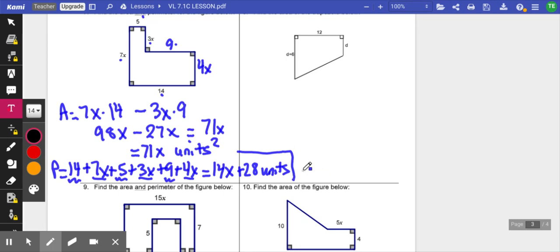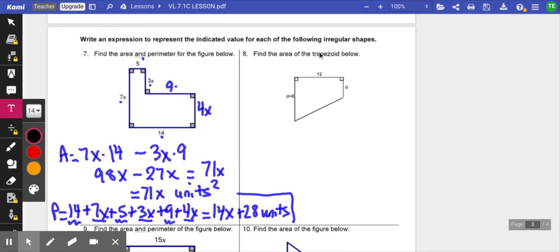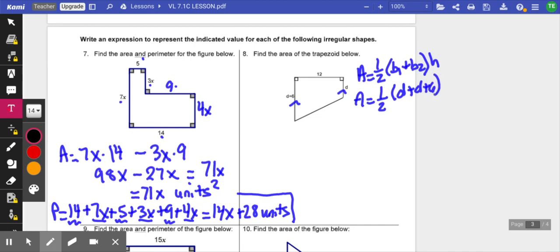Okay. Let's try number 8. So first I have to look at the shape and say, what is it? That's a trapezoid. It told me it was a trapezoid. So I have to identify the bases. The bases are the parallel sides. So now I'm working on my area. I know that the area for a trapezoid is 1/2 base 1 plus base 2 times the height. You need to memorize your formulas. So here, my bases are the D and the D plus 6. My height is the distance between the bases, so my height is the 12.